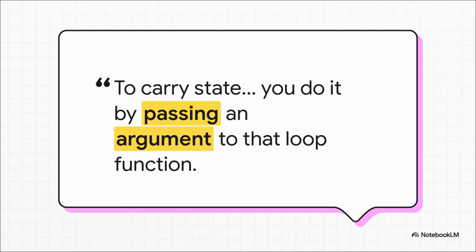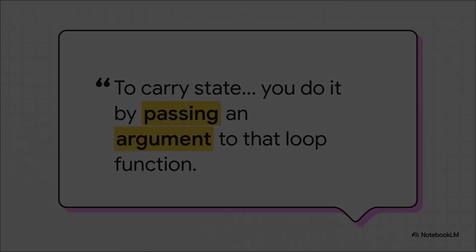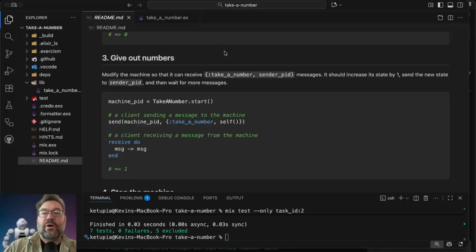And that's it. That is how you manage state in Elixir. You don't change a variable, you just pass an updated value into the next function call. Step 3 is to respond to the take a number message, increase our state by 1, and send that new state back.